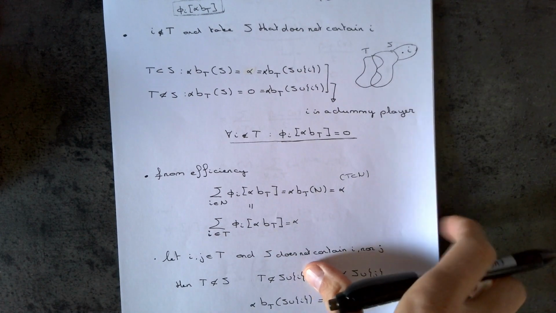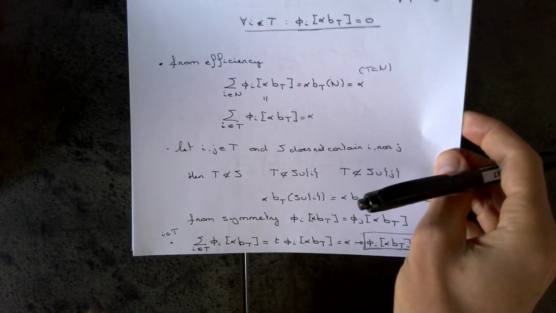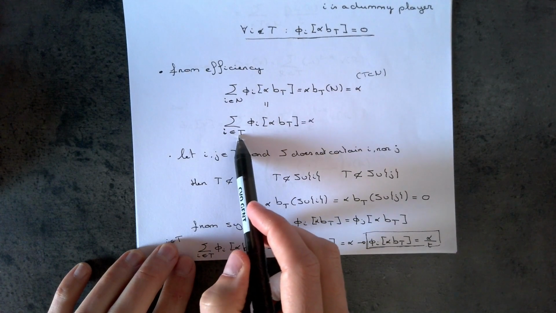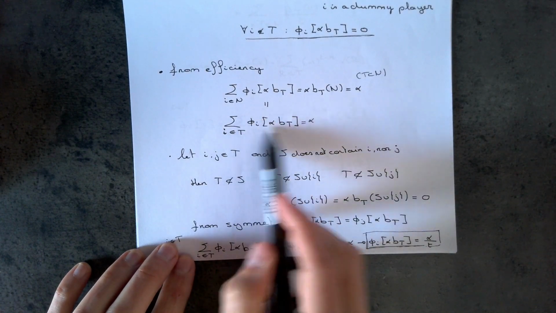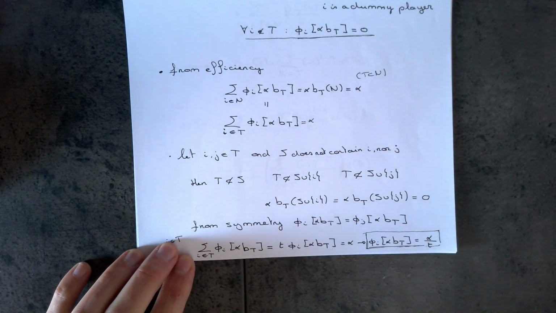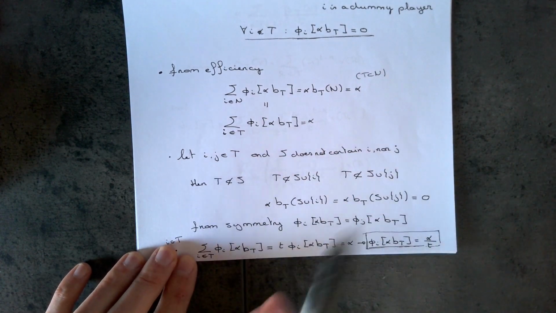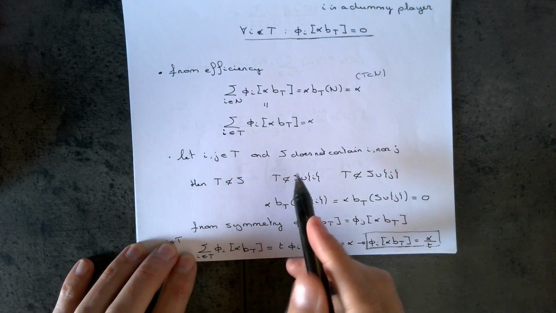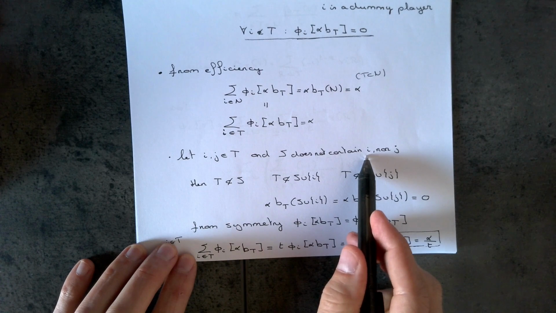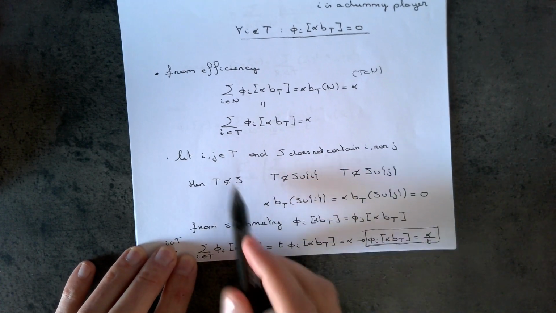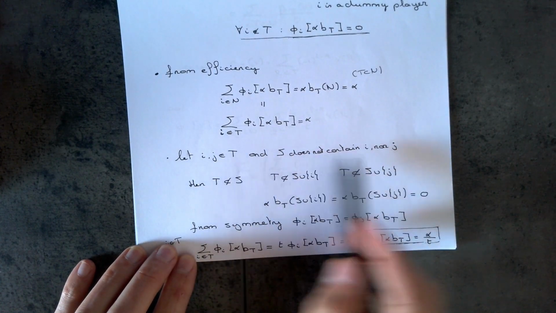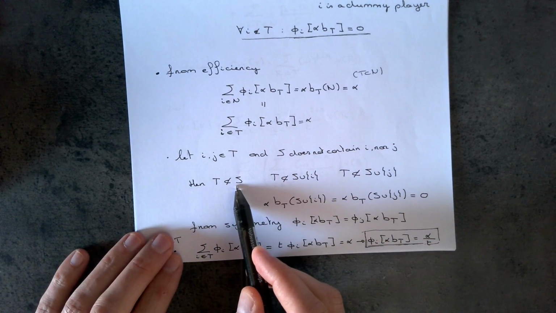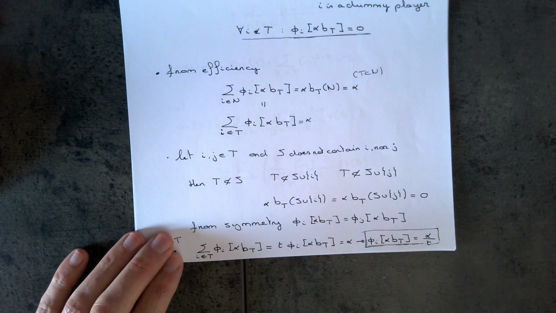And for this, we're going to use the axiom of symmetry. So let's take two individuals in T. Well, first of all, notice that if T is only a singleton, then we already know the value of this player is going to be equal to alpha. Okay, so let's now assume that T contains more than one individual. Let's take two individuals in T, I and J, and let's take a set S that doesn't contain I nor J. Well, because I and J are in T and S doesn't contain these individuals, T is not a subset of S. Okay, that's because S doesn't contain I and S doesn't contain J.